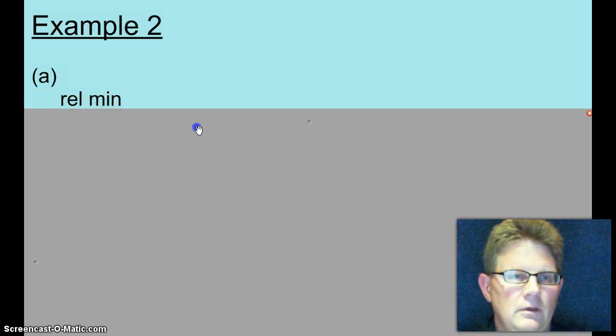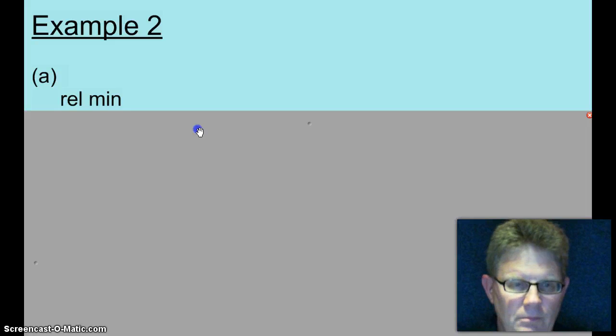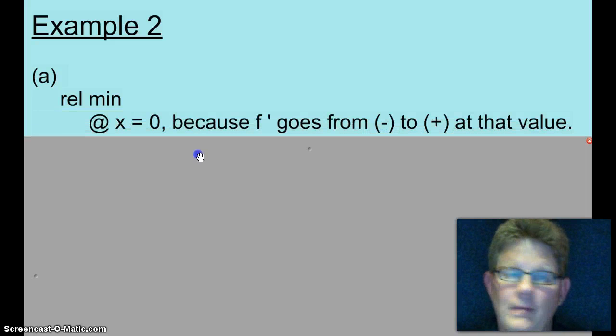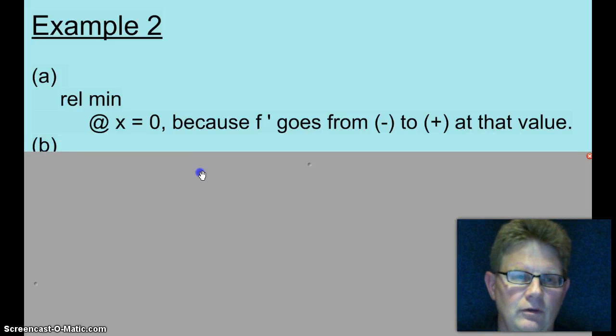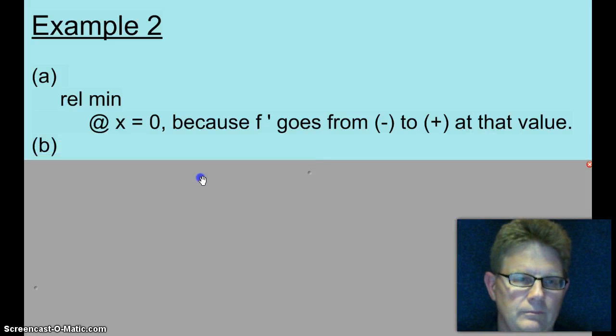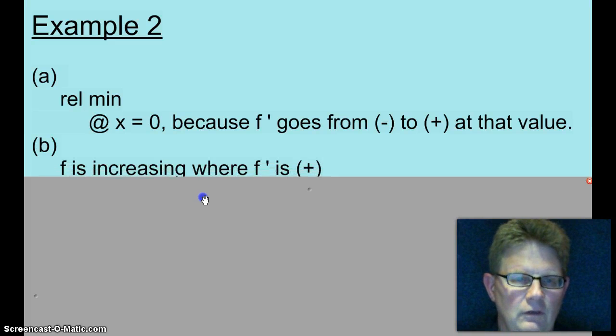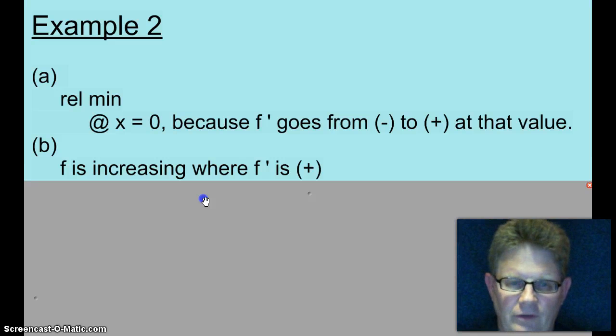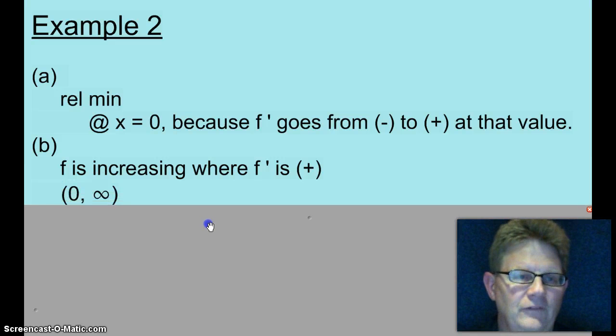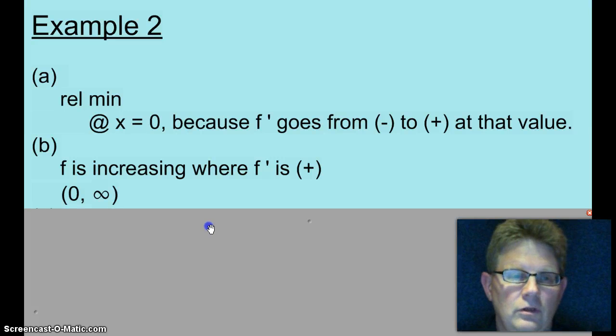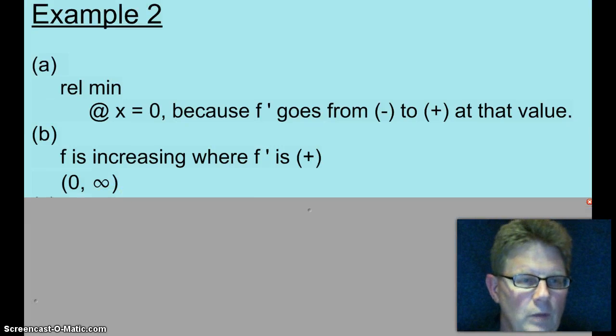Alright, A. Where is there a relative minimum? There's a relative minimum at x equals 0 because F prime goes from negative to positive at that value. B. Where is F increasing? Wherever F prime is positive, right? So F is increasing on 0 to infinity because that's where F prime is positive.